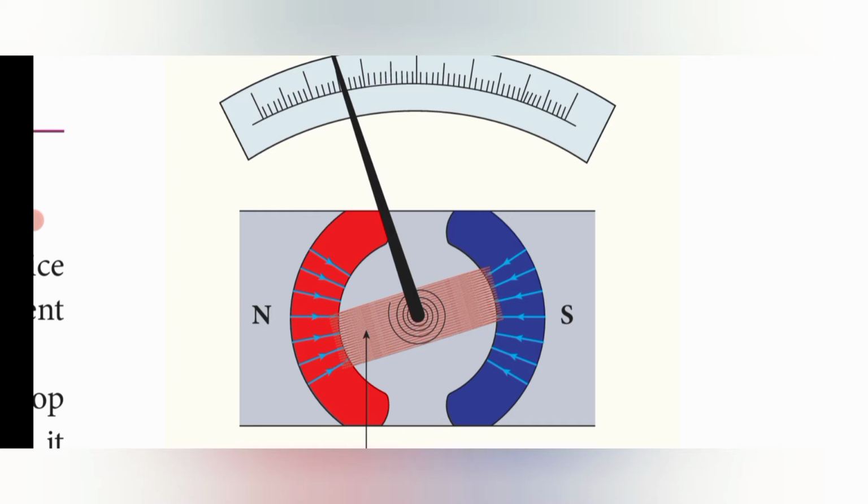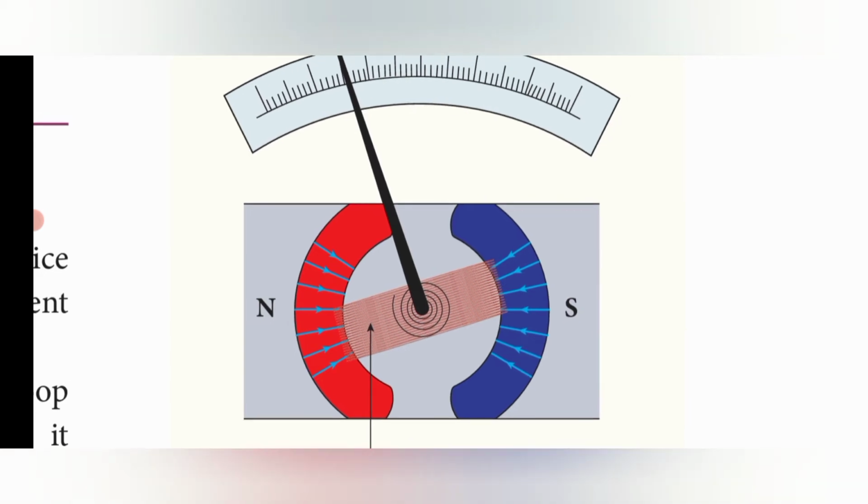Due to the magnetic field and the current in this coil, a force is produced. Because of this force, a torque is produced in this rectangular coil, and the moving of the coil shows the pointer deflection. The scale for measurement is also fixed in front of the coil.